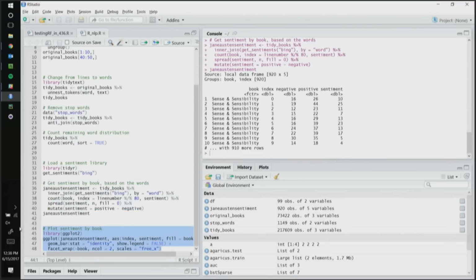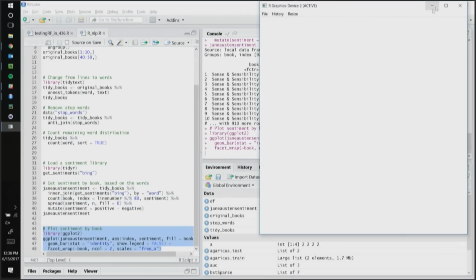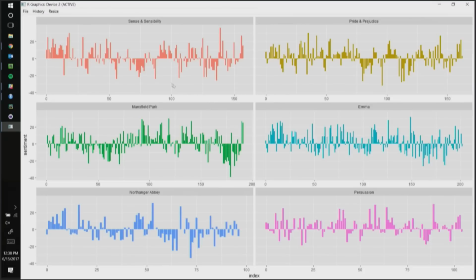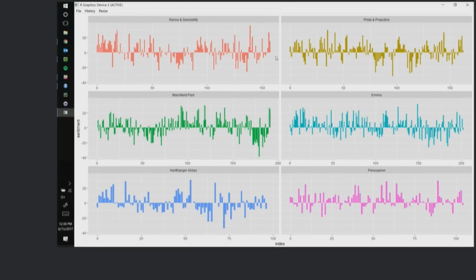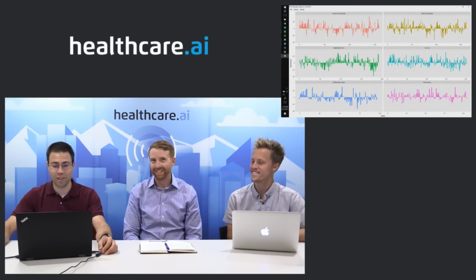And drum roll please, here we go. We now get a plot of sentiment across all of Jane Austen's books. So, as the pages turn, is the tone of the book negative, positive, or kind of neutral? With the amplitude being how negative or how positive, and the x-axis being where in the book it is. So the takeaway, I guess, is that natural language processing is cool, and that Sense and Sensibility ends on a positive note.